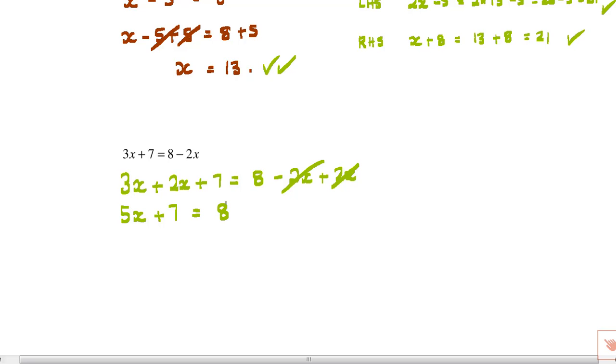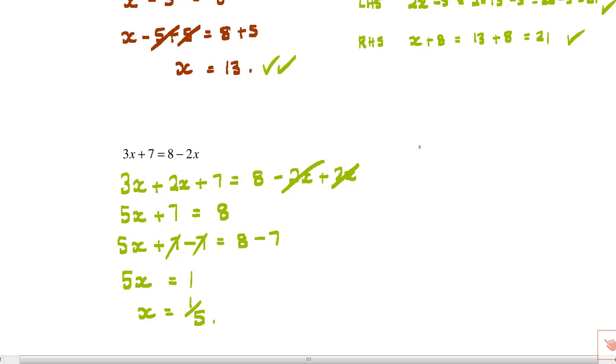Now undoing the addition first, so 5x plus 7 minus 7 is equal to 8 minus 7. The 7s cancel out on the left, and on the right one subtracts the other. So we've got 5x on the left hand side, and on the right hand side we've got 1. And of course that's going to give us an answer of dividing both sides by 5. x is equal to 1/5. So it gives us a fraction answer, and that's a really nice one to practice at this stage.